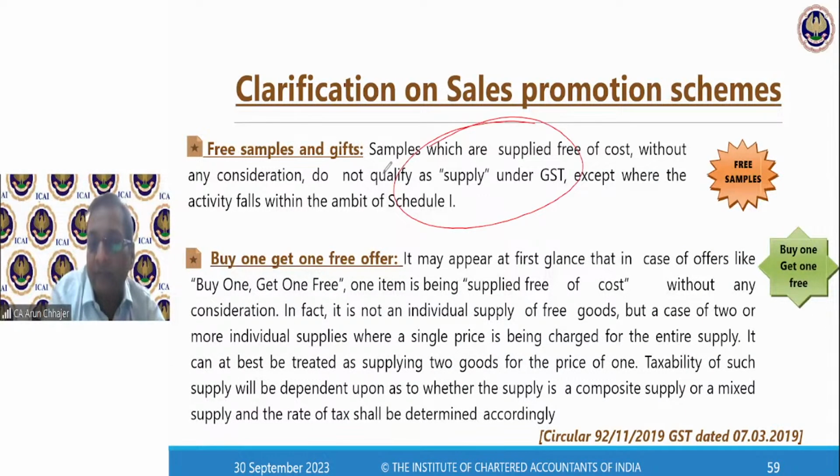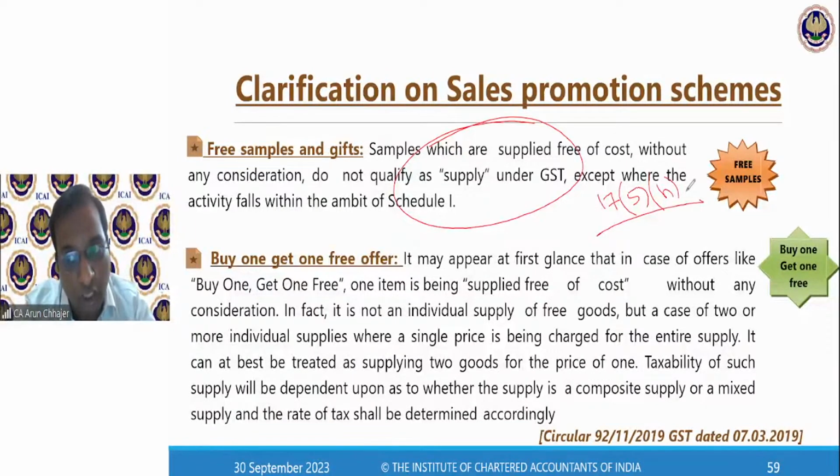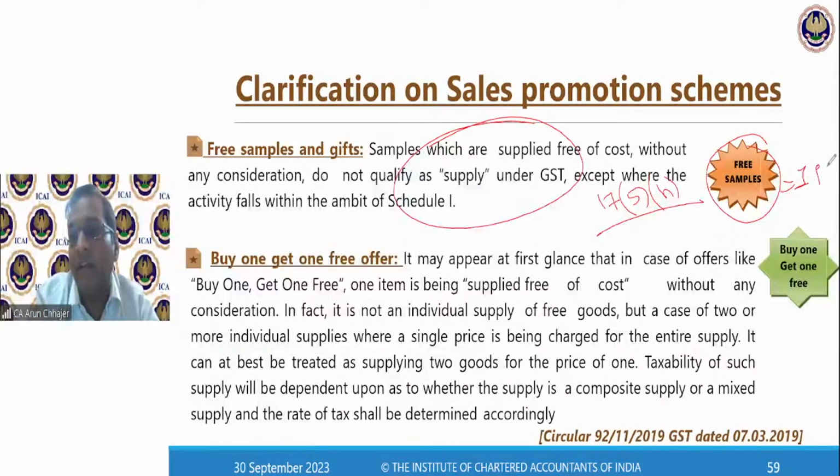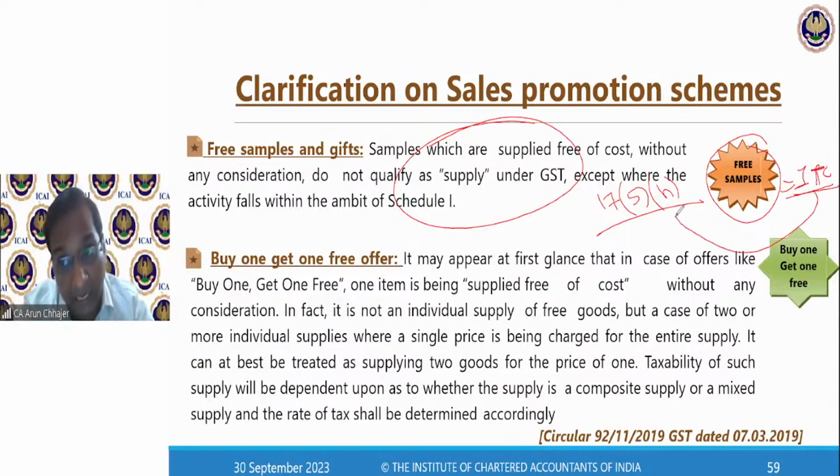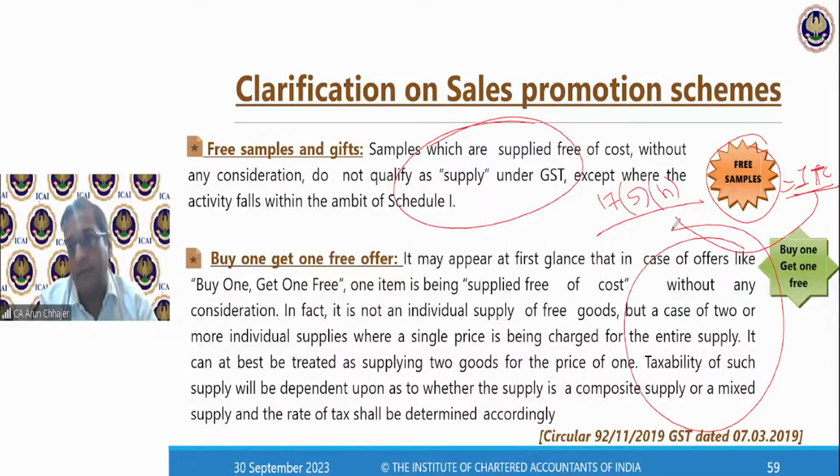This particular part you will also discuss in the ITC chapter, section 17 subsection 5 clause H, which talks about how if something is being given free of cost, then ITC would not be available. In this case, it is not a free item. It is basically a supply of two or more items at a single price. So the entire combo would be taxable either as a composite or as a mixed supply. Therefore, ITC would be available for every element.